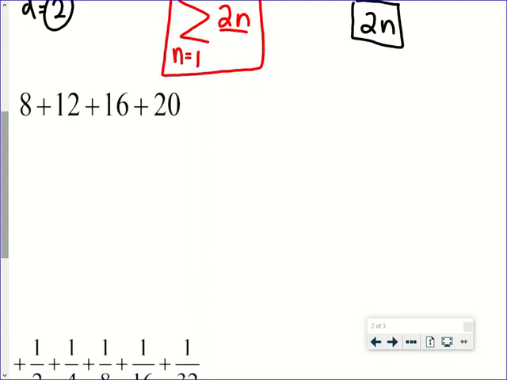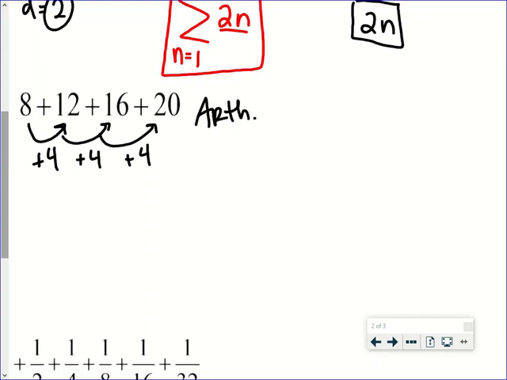So for this one, we have to figure out our pattern again. So how are we getting from 8 to 12 to 16 to 20? We are adding 4. So since it's an addition pattern, this is an arithmetic sequence again, and our pattern is 4. So the D equals 4.